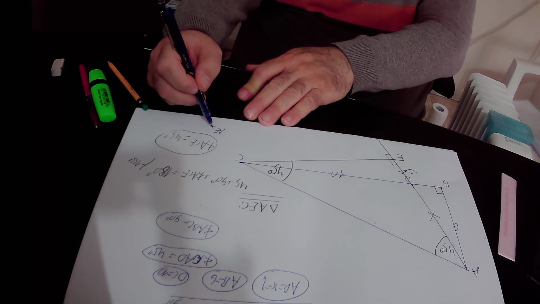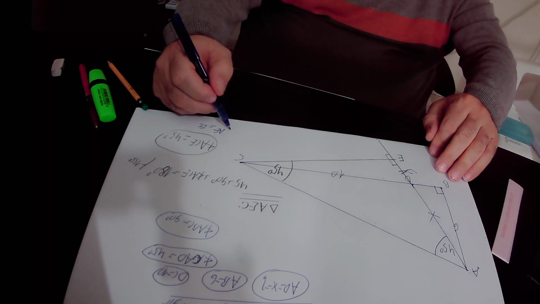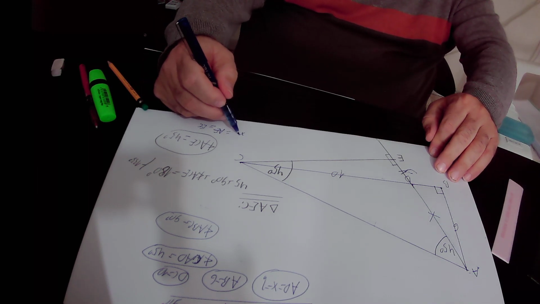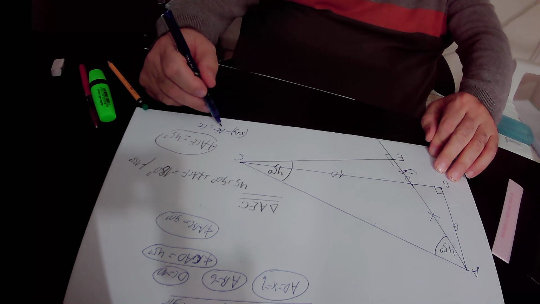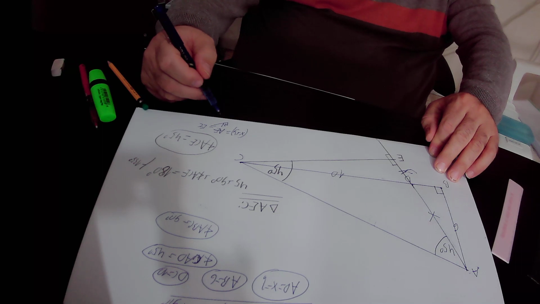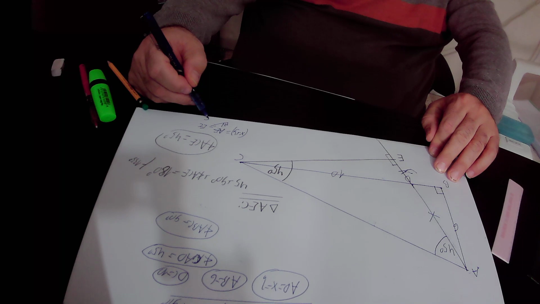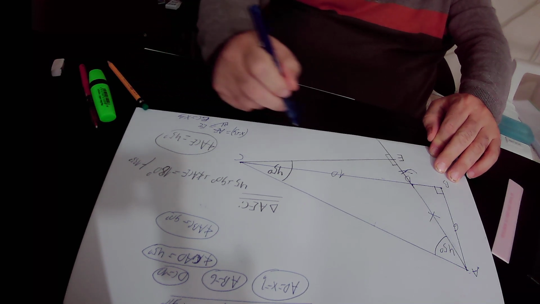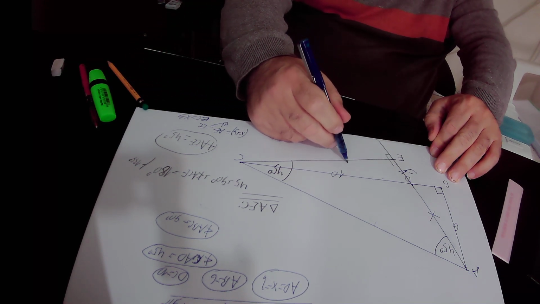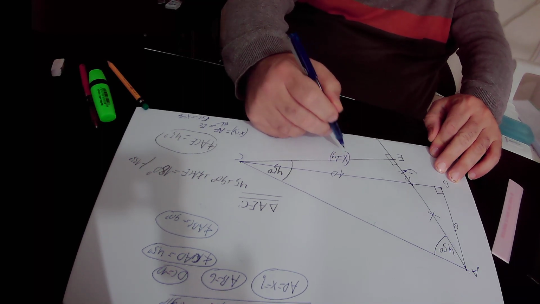So AE equals EC, but we have already found out that AE equals X plus Y. So from this equation, X plus Y equals AE equals EC, we will derive that EC is also equal to X plus Y. EC is equal to X plus Y. Okay, so we found out that side EC of the right triangle AEC equals X plus Y units in its length.